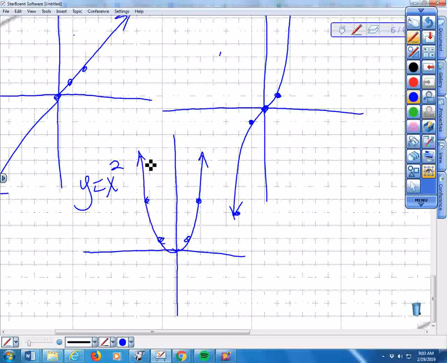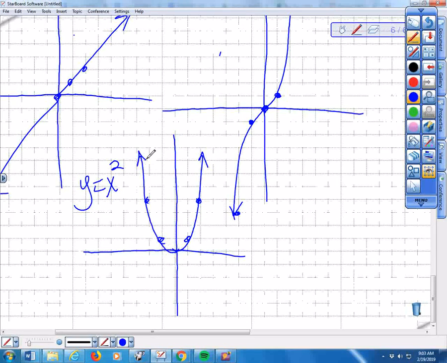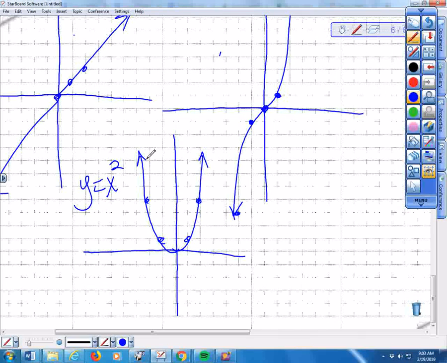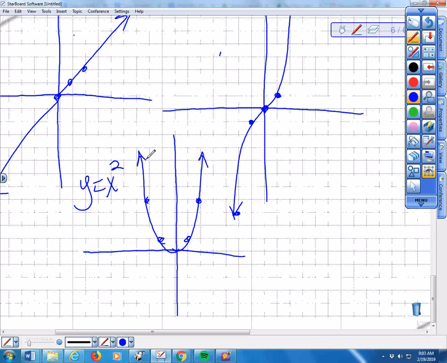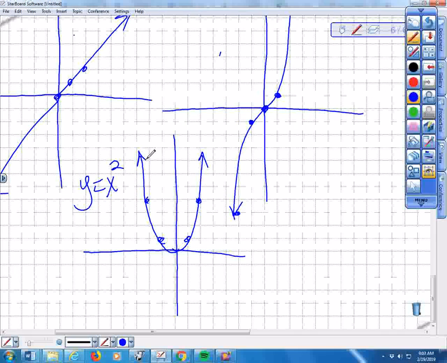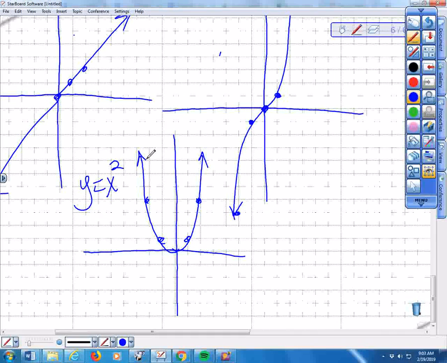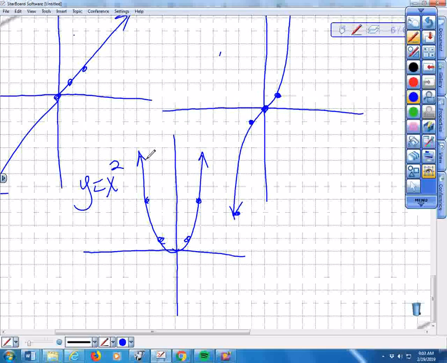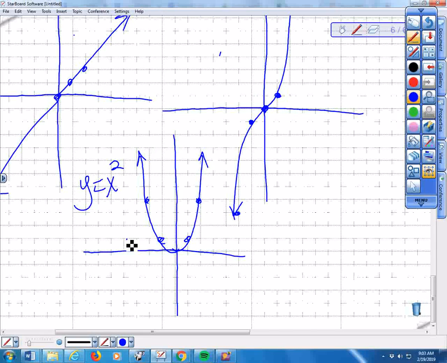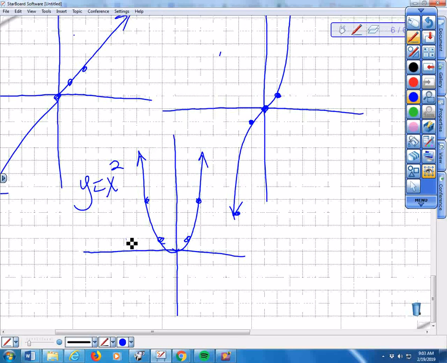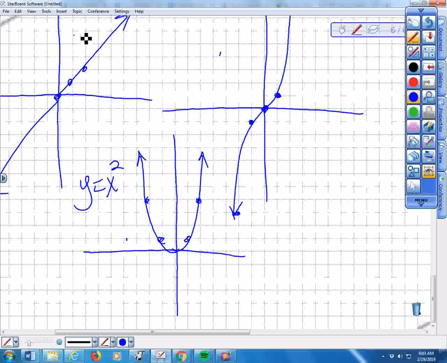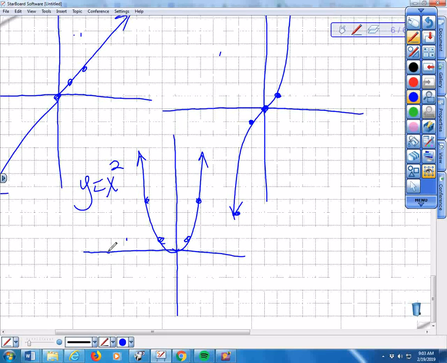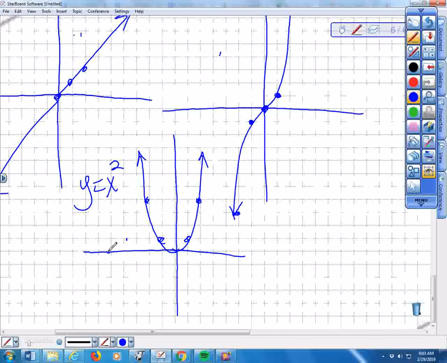What's the end behavior of that? As x goes to positive infinity, y goes to positive infinity. As x goes to negative infinity, y goes to positive infinity. Every even-numbered degree polynomial will have this end behavior. Every odd will have this end behavior. Every even will have this end behavior. So if it's an x to the 4th, a 6th, an 8th, a 10th, it will always end going up.